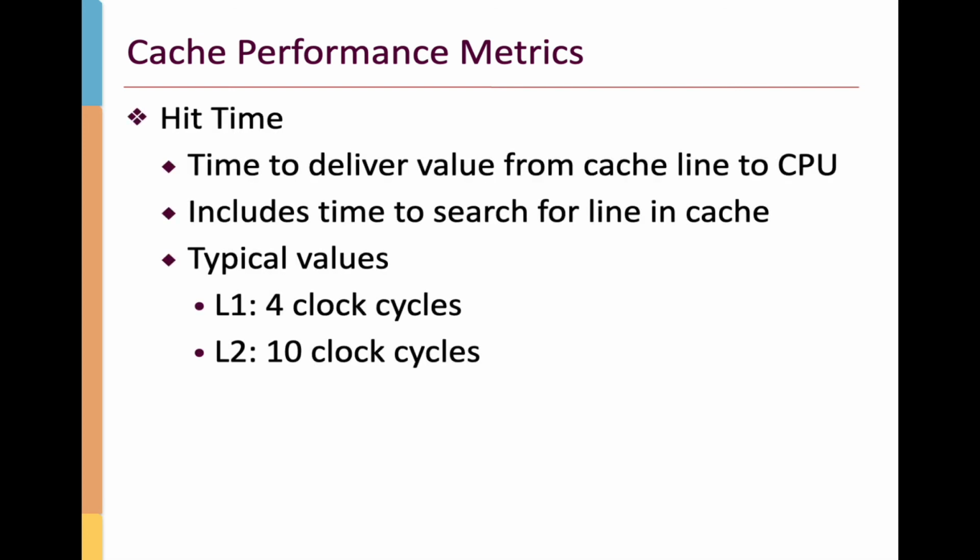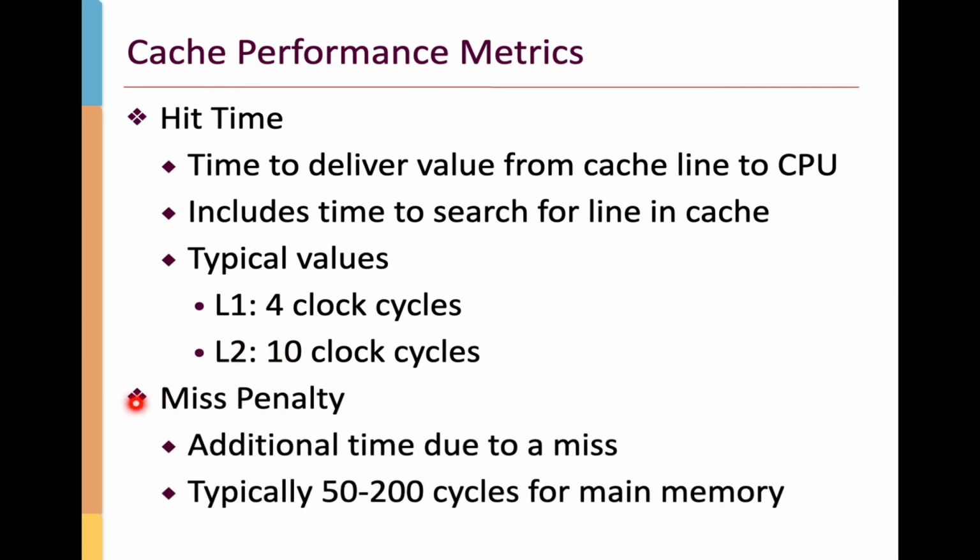Some other metrics have to do with time instead of the percentage of hits. The hit time is basically the time to deliver a value from the cache to the CPU: the elapsed time from when the CPU makes a request to when the value returns from the cache subsystem. This includes the time to search for the appropriate information in the cache. Typical values, again for an i7, are about 4 clock cycles to get from L1 cache and 10 clock cycles to get from L2. If we don't get a hit, we pay a miss penalty.